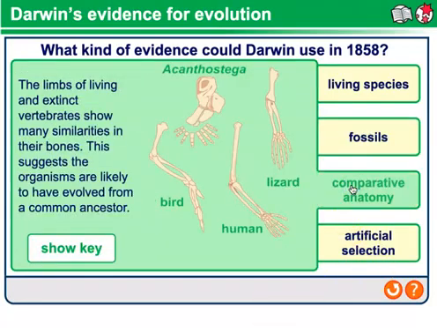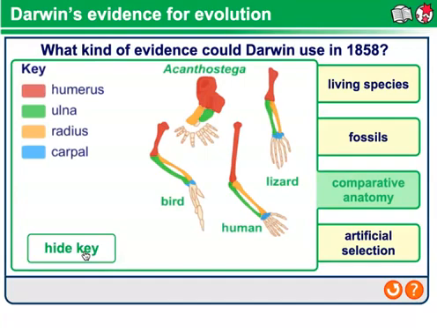Darwin used comparative anatomy. The limbs of living and extinct vertebrates show many similarities in their bones. This suggests the organisms are likely to have evolved from a common ancestor. So looking at the different species of organisms, we see that many of them have similar characteristics. For example, each of these different species has a humerus. They also contain the bone structure of an ulna, a radius, as well as carpals.